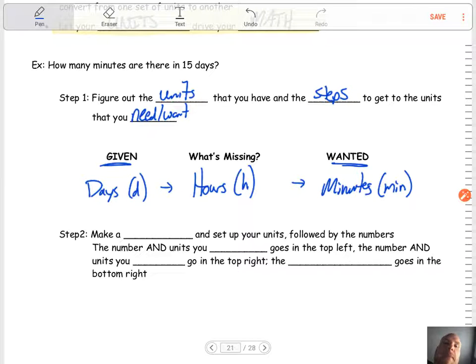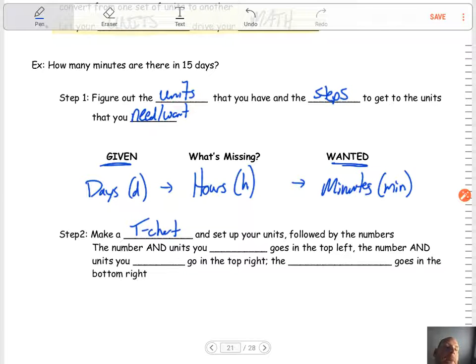So when you solve a problem in chemistry, you got to think, okay, this is where I'm starting, where do I want to get to, and then where do I need to go in between to get me to where I want to be. So it's kind of like a roadmap. Eventually you'll just be thinking about this in your head, but if it helps you to write it down now, write it out like I've done here. Step 2, we're going to make a T-chart.